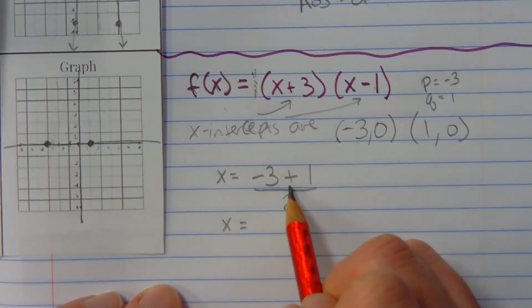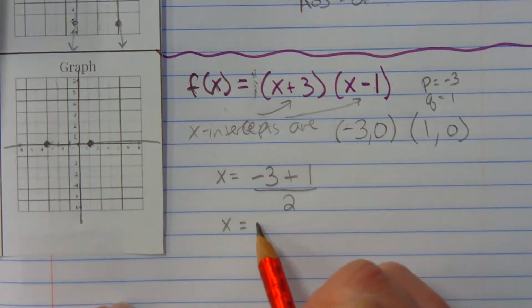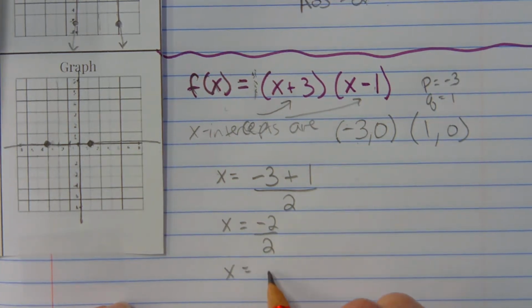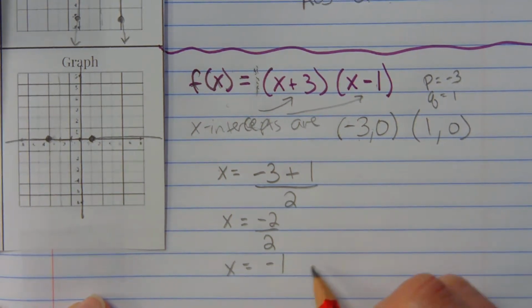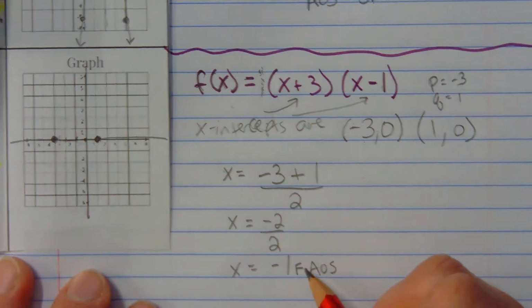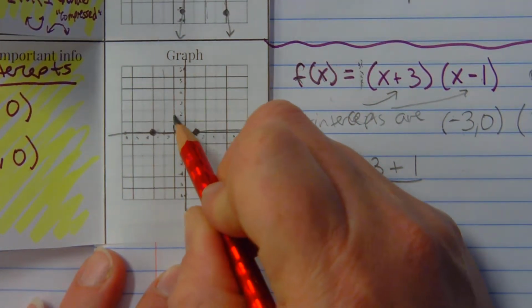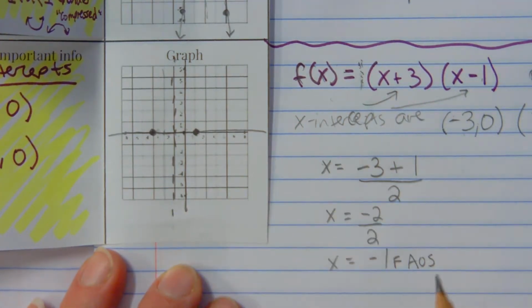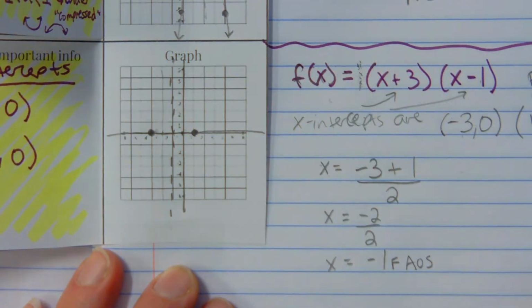So negative 3 plus 1, I have negative 2. And I'm going to divide by 2. So x equals negative 1. And so that tells me that my axis of symmetry is at negative 1. So I'm going to go back to my graph. Here's my origin, negative 1's right here. That's my axis of symmetry. So I'm going to draw my dotted line there. And now my vertex is somewhere on here. I've got to figure out where that is.